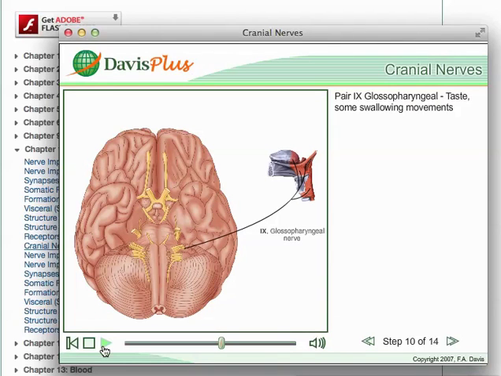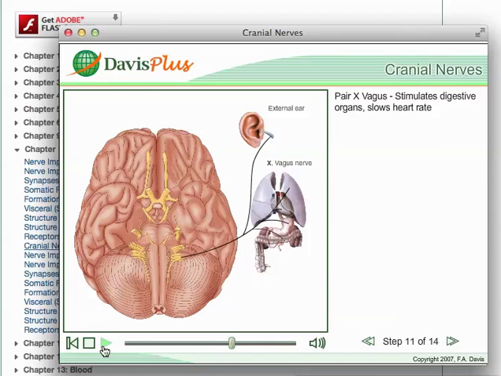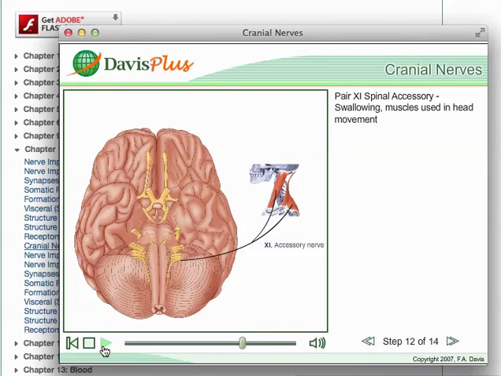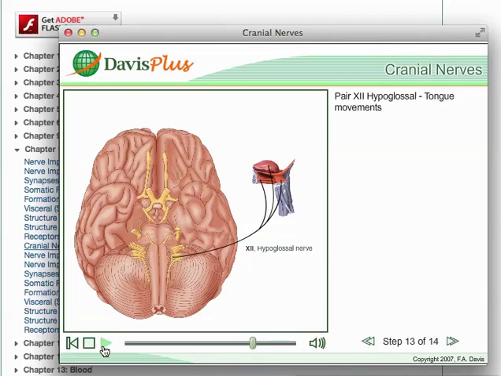Pair 9, the glossopharyngeal nerve. This nerve interprets taste and controls some swallowing movements. Pair 10, the vagus nerve. The vagus nerve stimulates digestive organs and slows heart rate. Pair 11, the spinal accessory nerve. The accessory nerve controls swallowing and muscles used in head movements. Pair 12, the hypoglossal nerve. The hypoglossal nerve directs tongue movements.